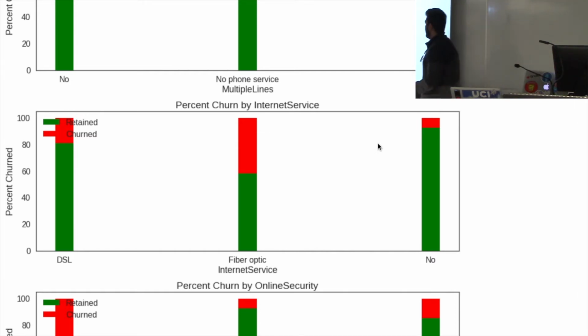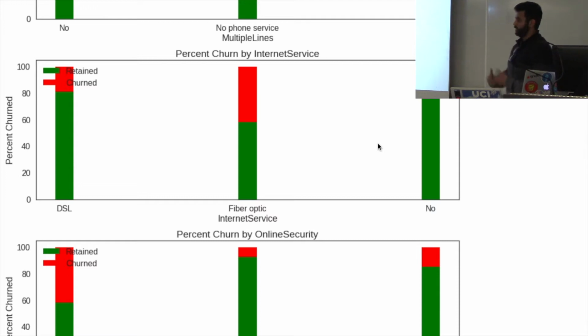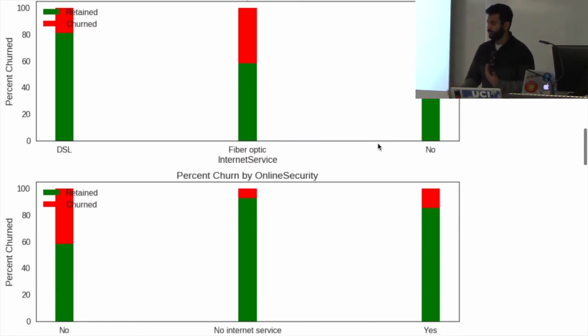If you just had this information and I gave you three people, one with DSL, one with no internet service, and one with fiber optic, and asked who's most likely to leave, the answer would be fiber optic, because the probability of them churning is higher. You can't just look at a data set and figure this out, so that's why you need to visualize this stuff, to get an idea of how your features are distributed.